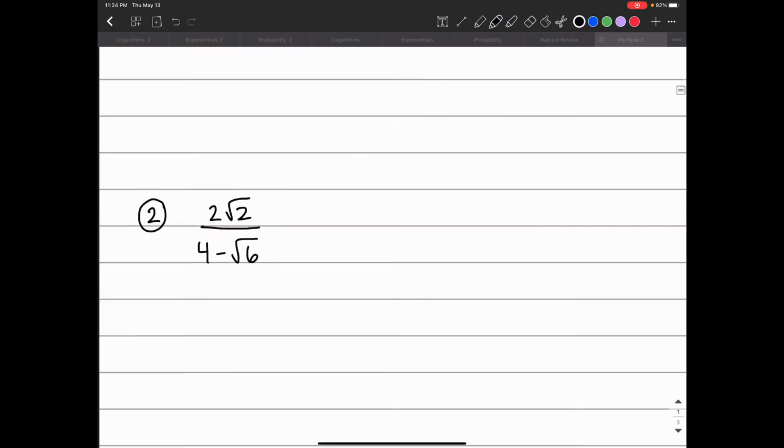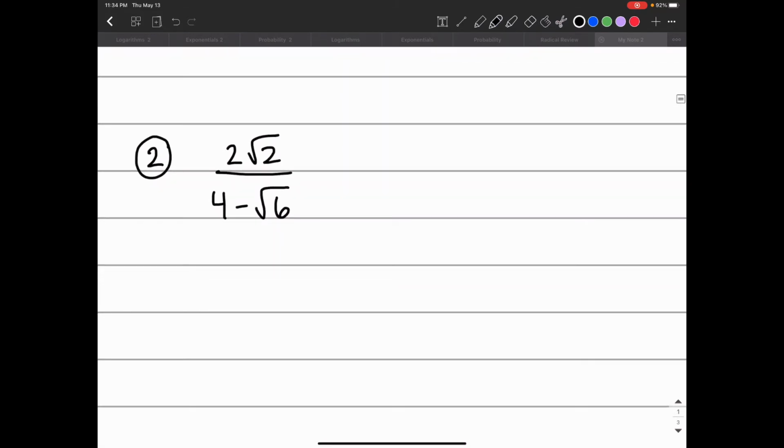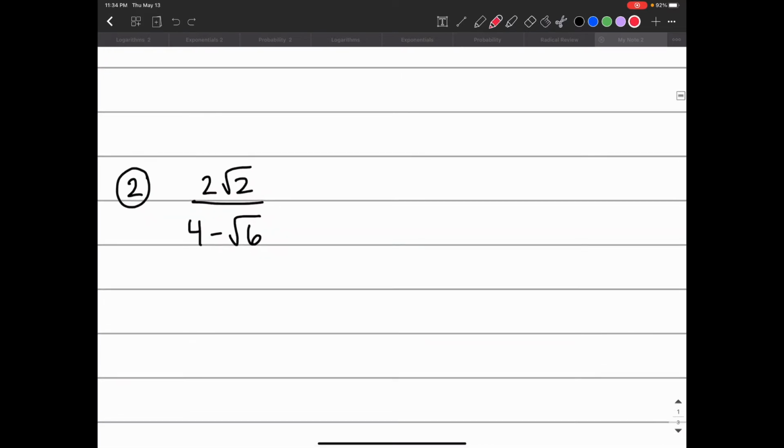For number 2, I have 2 square root of 2 over 4 minus the square root of 6. If I see an expression with addition or subtraction in the denominator that has a square root, I still need to get rid of the square root, not allowed to have it there. I'm going to multiply by what we call the conjugate of the base. So the conjugate would be the same first term, same last term, but instead of subtracting, I'm going to be doing the opposite, adding. If it was adding originally, I would change it to subtraction. I just changed the sign in between the two terms.